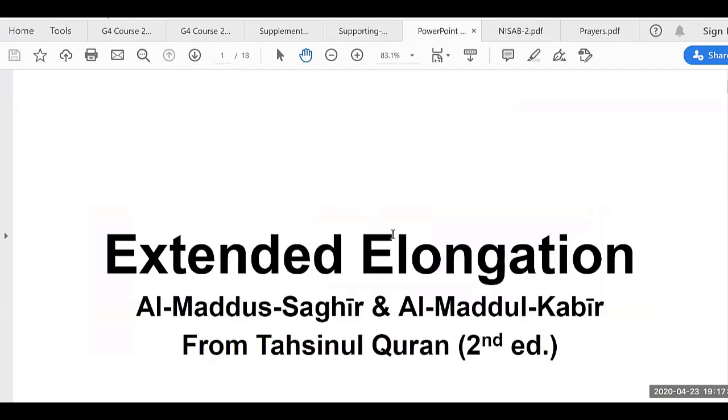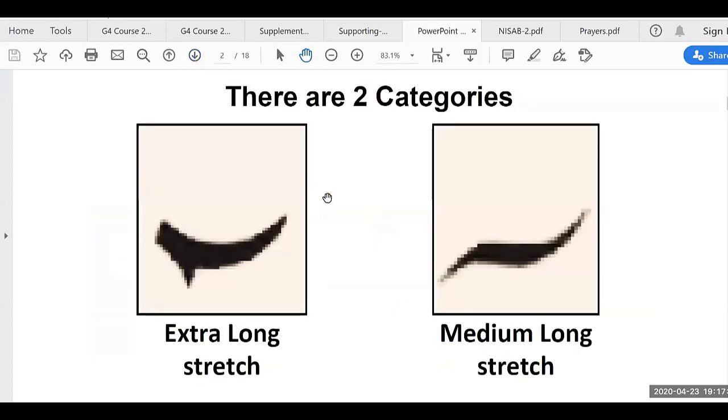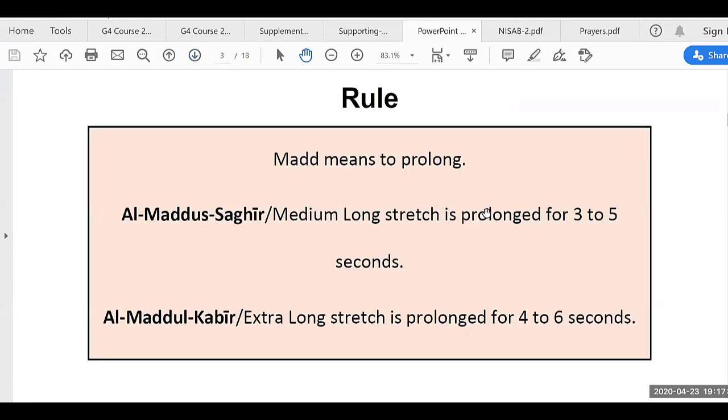Now I'm going to move on to today's lesson, which is extended elongation. So as I have mentioned already, there are two broad categories, which is medium long stretch, also known as madde saghir, and extra long stretch, madde kabir. So the rule for these extended elongations is, mad obviously means to prolong. For madde saghir, it should be prolonged for 3 to 5 seconds. And for Maddul Kabir, it should be prolonged for 4 to 6 seconds.